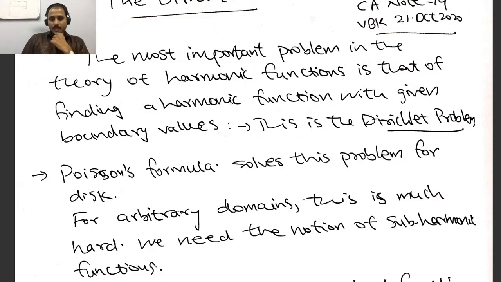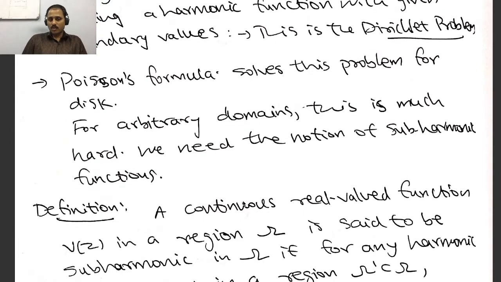It tells you that if the boundary values are given to be a continuous function, then you have to find a harmonic function in the interior which matches the given boundary values on the boundary points. So this is what the Dirichlet problem says, and the Poisson formula solves this problem for the disk. In the disk, if on the circle the boundary values are given to be some u, then the Poisson formula will give you a harmonic function on the interior which coincides with the given function on the boundary.